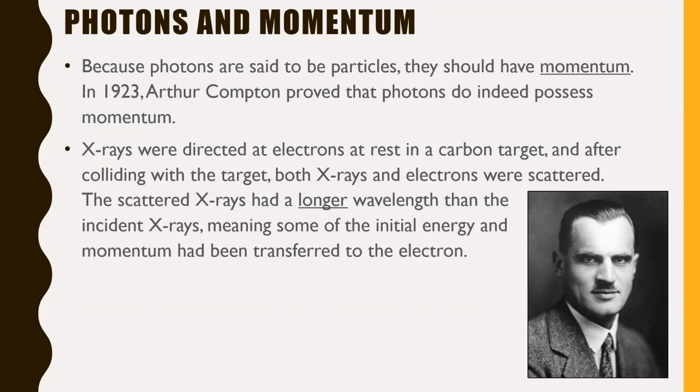X-rays were directed at electrons at rest. So we had stationary electrons in a carbon target. After colliding with the target, both X-rays and electrons were scattered. The scattered X-rays had a longer wavelength than the incident X-rays. In other words, they gained some wavelength, or lost some energy, meaning some of the initial energy and momentum had been transferred to the electron. So he was able to determine that photons, light beams basically, did indeed have the ability to transfer energy from one thing to another.